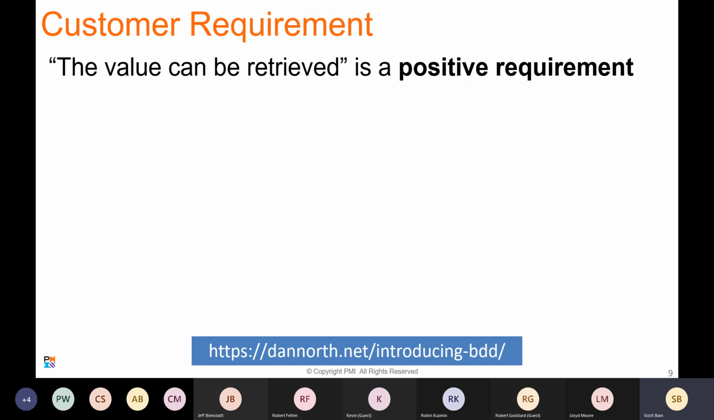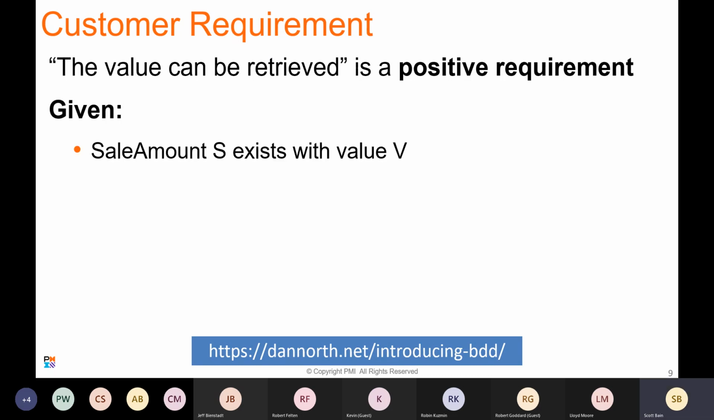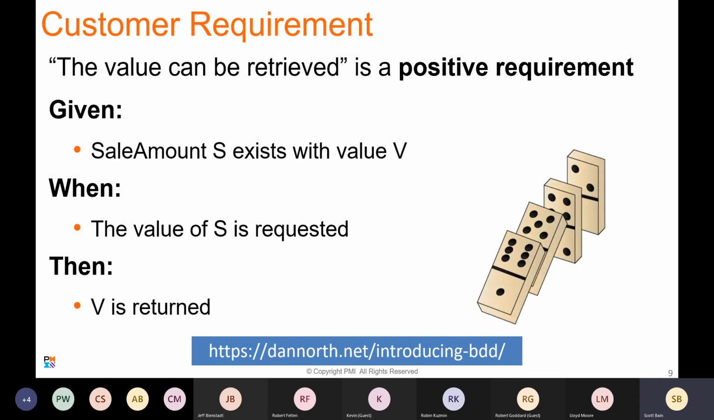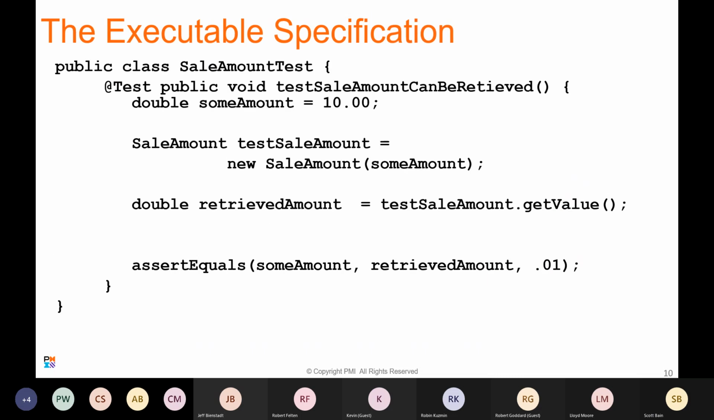Acceptance tests can be written in many ways, but one popular one comes from Dan North's behavior-driven development. That would work like this. Given sale amount S exists with value V, when the value of S is requested, then V is returned. Given, when, then is the fundamental language of behavior, rooted in the concept of cause and effect. We begin to understand this as little children and depend on it. Imagine a world without cause and effect. That'd be pretty terrifying. So this language expresses that observation, but it can be expressed in other ways, like this.